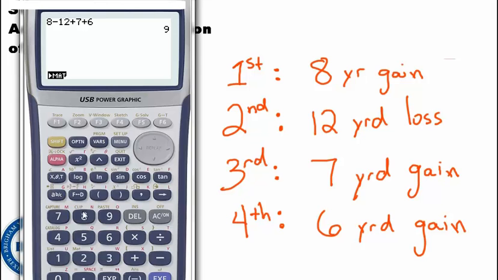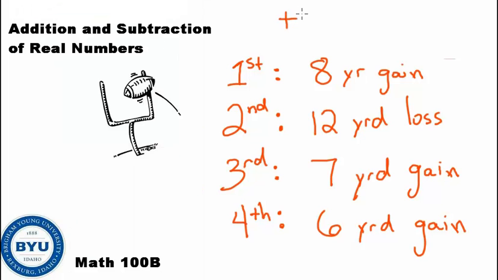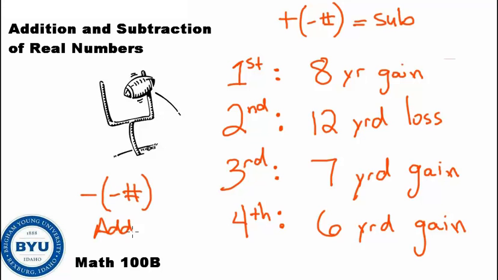Remember, whenever we do plus and negative, that's the same thing as subtraction. So don't let plus and negative mess you up. Plus and negative is the same thing as a subtraction. Plus a negative number is subtraction. And minus a negative number is addition, because those two signs will cancel out.